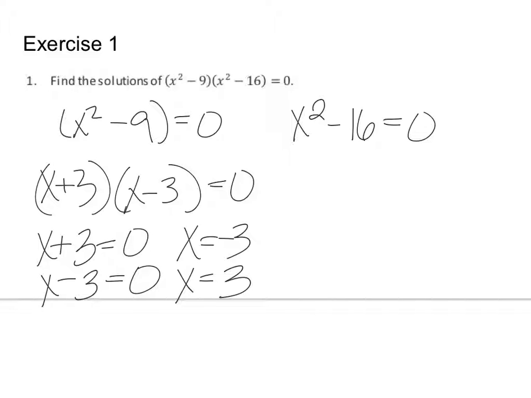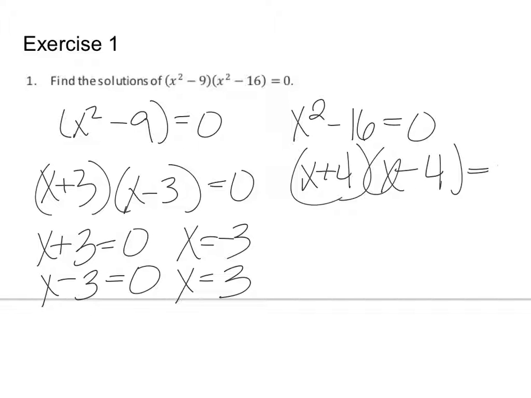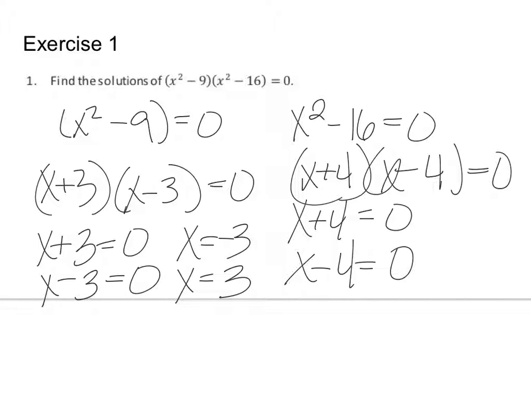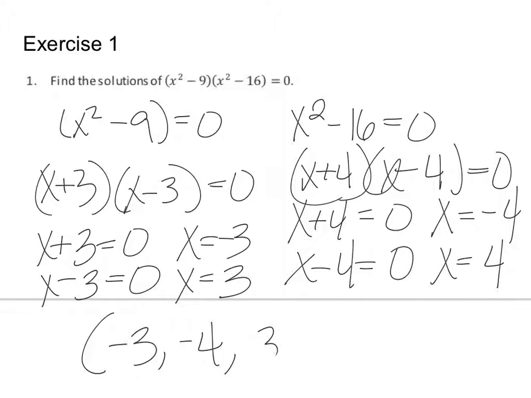Let's try this one. x plus 4, x minus 4 equals 0, x plus 4 equals 0, x minus 4 equals 0. So x equals negative 4, x equals positive 4. I'm going to combine all of those solutions, negative 3, negative 4, 3, and 4. Okay, that's the solution set to the entire thing.